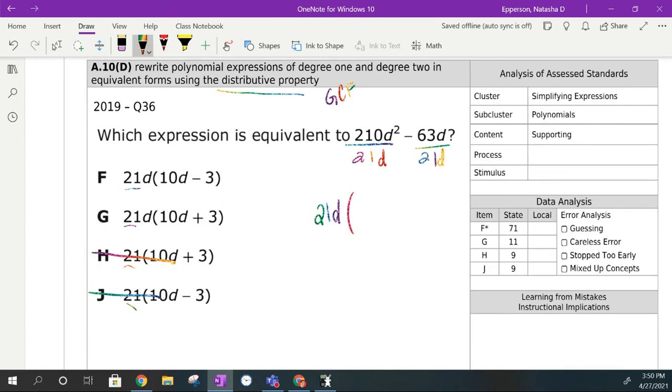Okay. Now, if I divide 210 D squared by 21D, that's going to leave me with 10D. There's a minus here. So a minus divided by a positive is a minus, and then 63D divided by 21D. The D's cancel each other out. 63 divided by 21 gives me that 3. So that gives me my answer choice F.